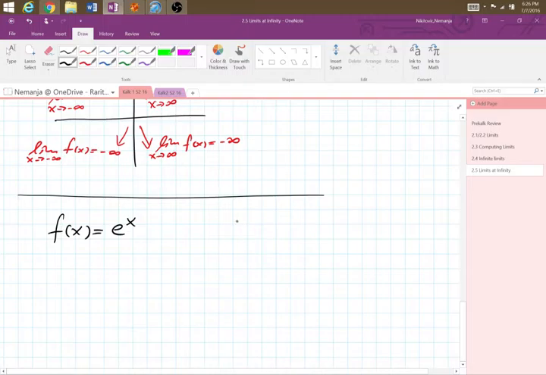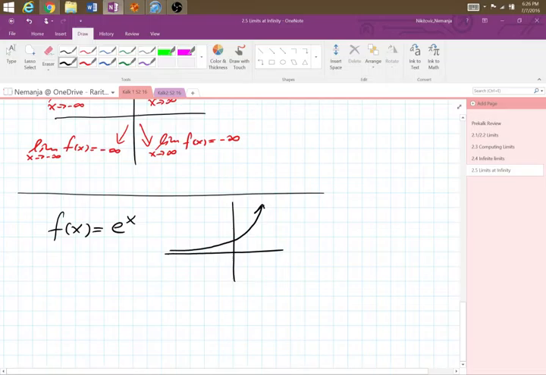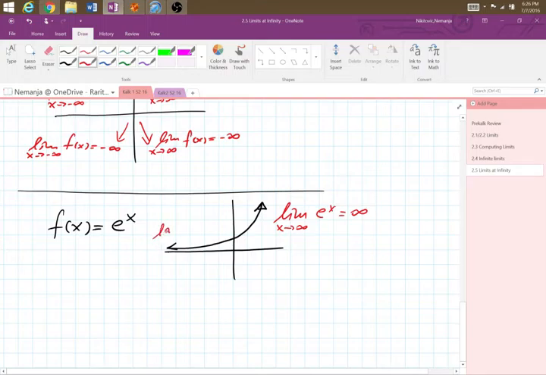We all know what the exponential function looks like. It looks like this. So for end behavior, on this side we say that the limit as x goes to infinity of e to the x is positive infinity, and on the other side the limit as x goes to negative infinity of e to the x is 0, which is a horizontal asymptote at y equals 0. Excellent.